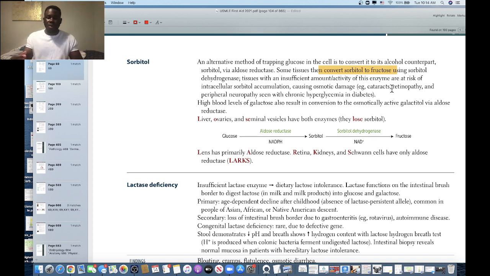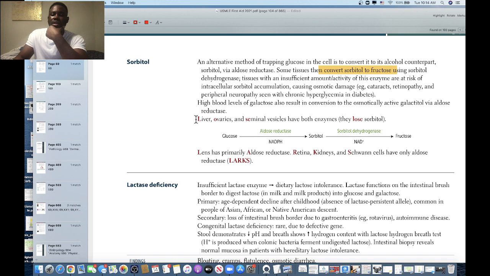So they want us to know that certain tissues in the body have what it takes to break down the sorbitol. That is sorbitol dehydrogenase. So sorbitol dehydrogenase can also break down sorbitol. Now, not all tissues have it. The tissues that have it are, so let's read, the liver, ovary, and seminiferous tubules, which have both enzymes. So they have the aldose reductase and also the sorbitol dehydrogenase.